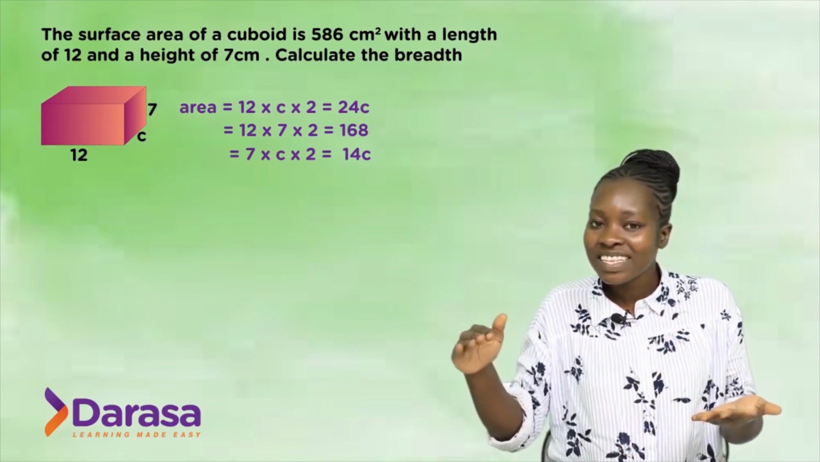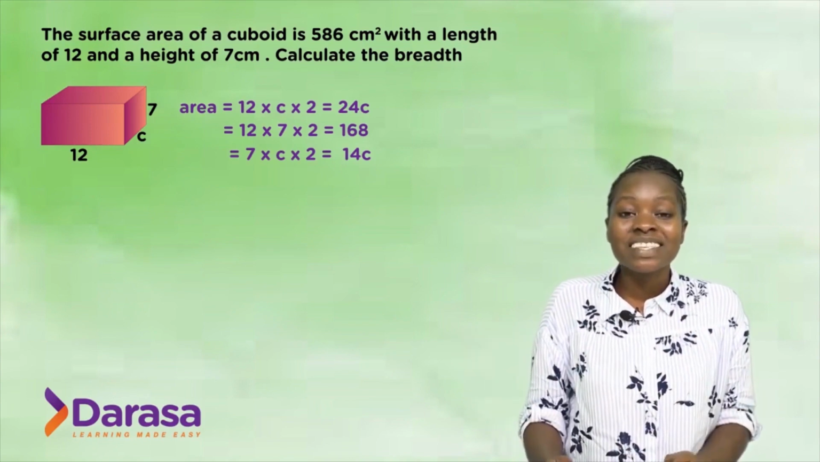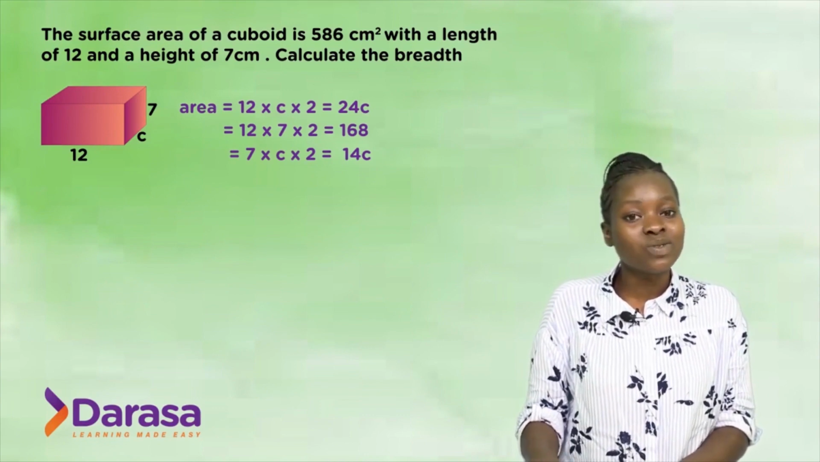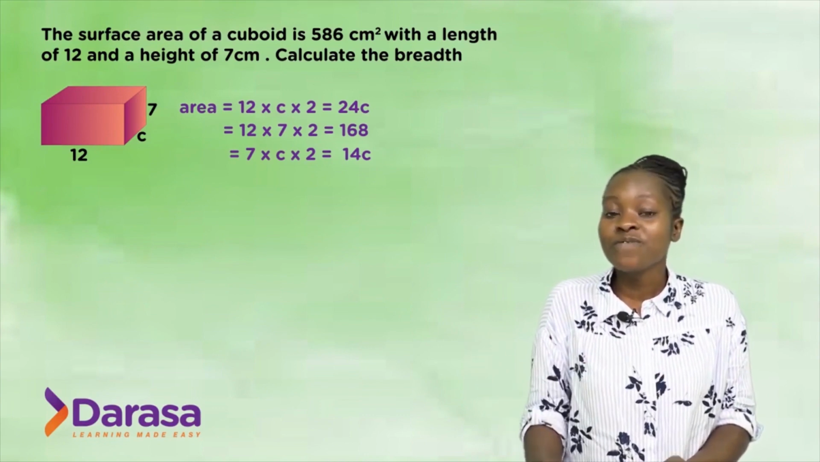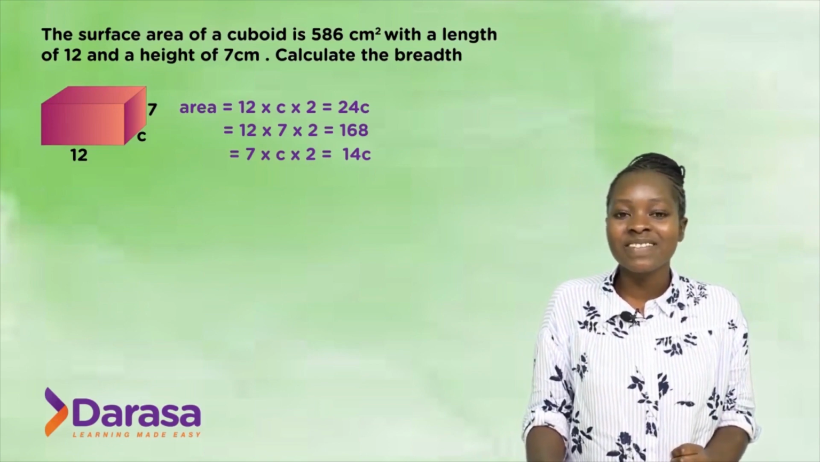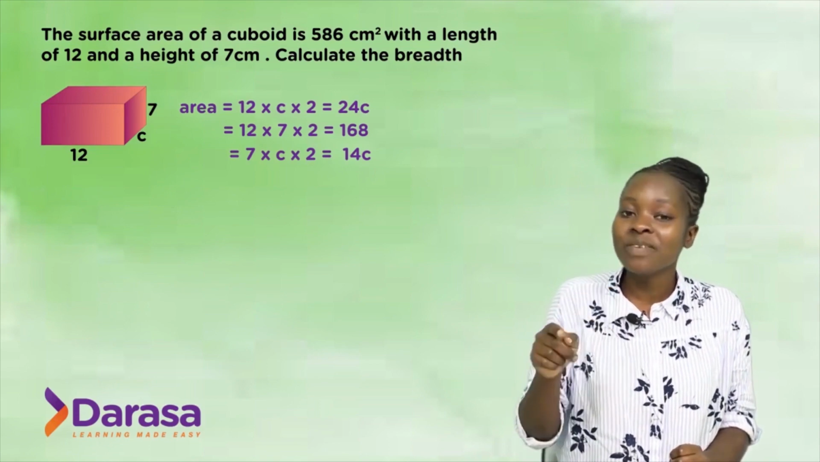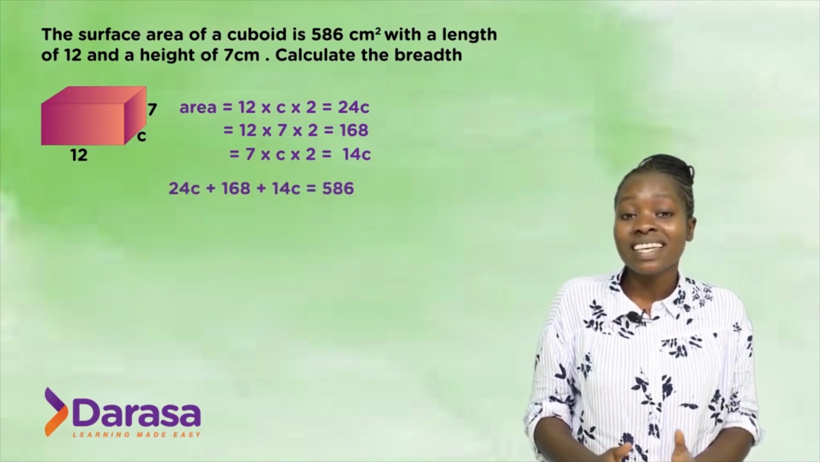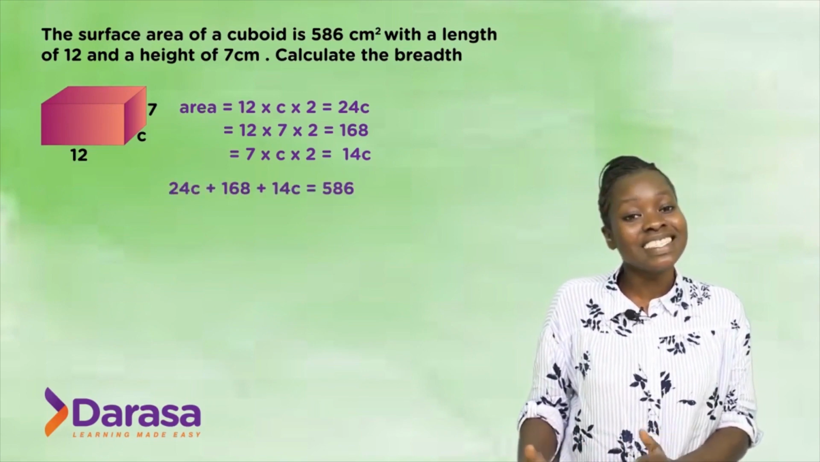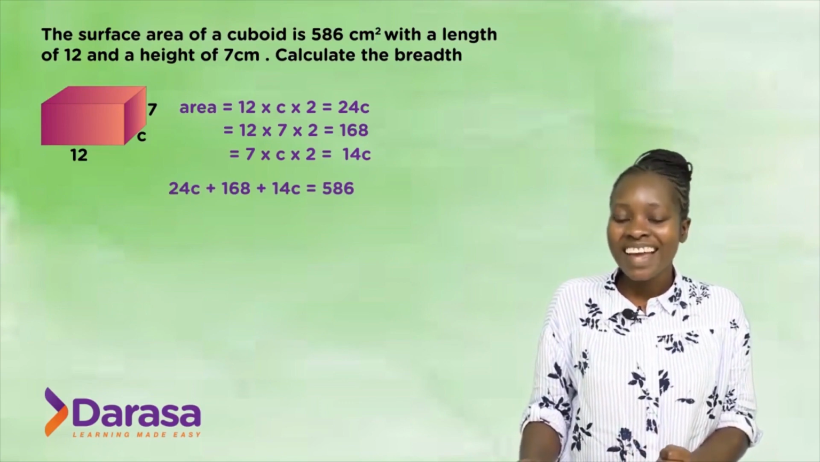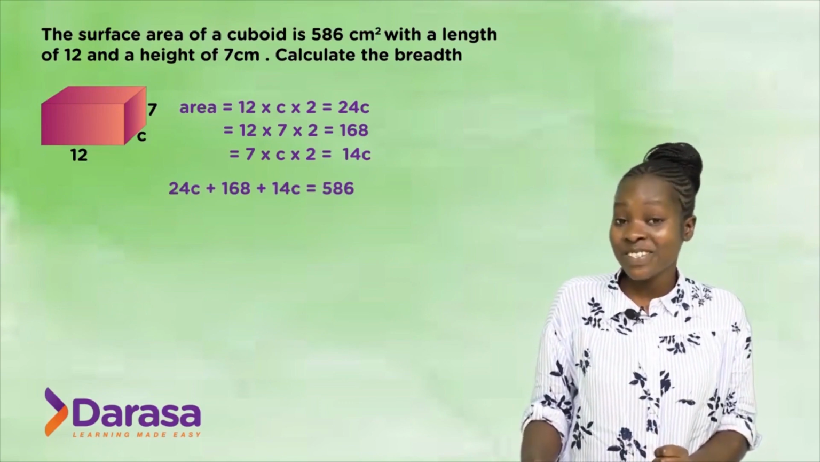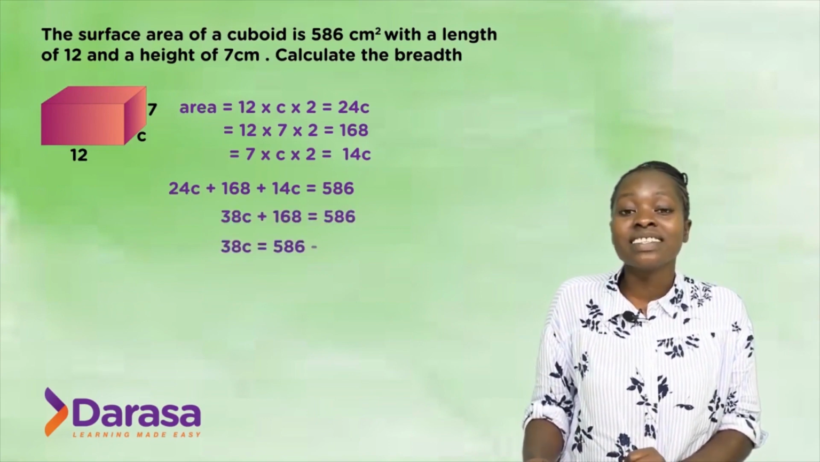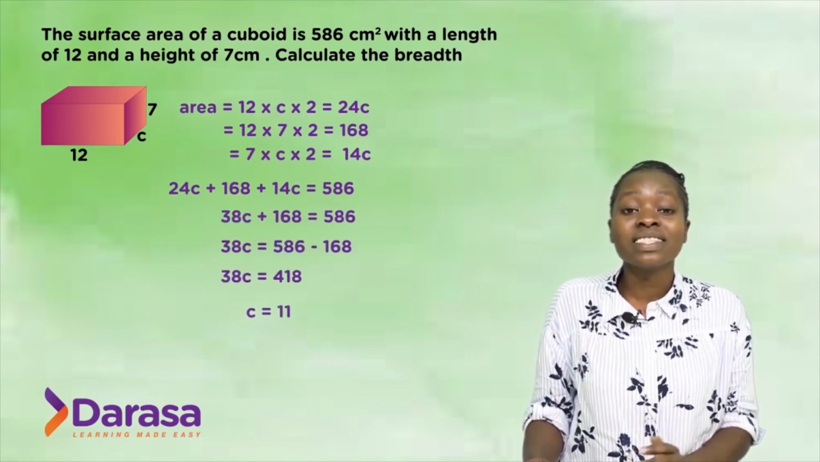So adding all these, you're supposed to get your surface area as 586 centimeters squared. So we are equating it to 586 centimeters squared. So we're looking for our C. So calculating this, we are going to get 38C. Collecting like terms, we are going to get 38C plus 168 is equals to 586. Now, we're going to get C as 11. So our width is 11.